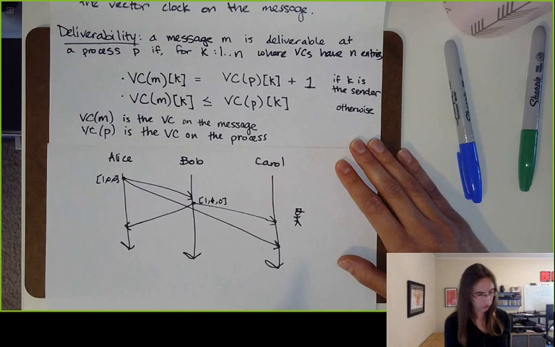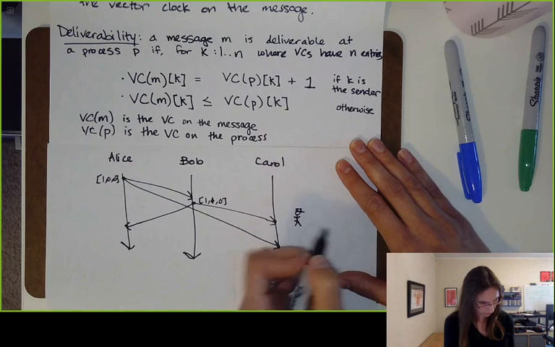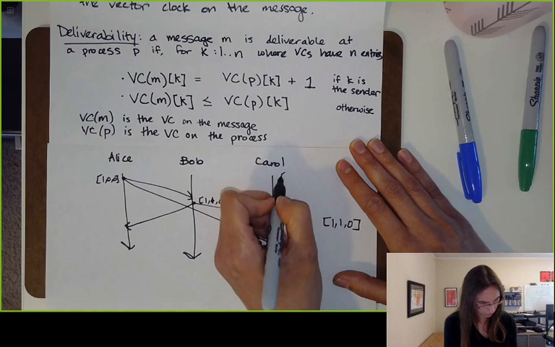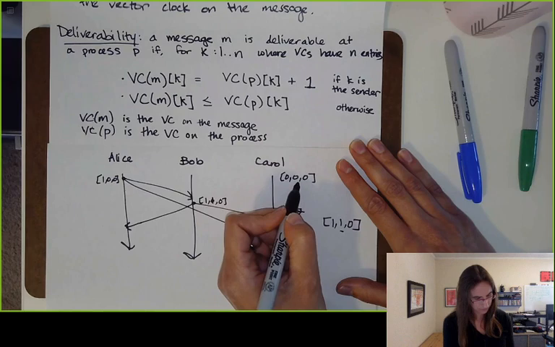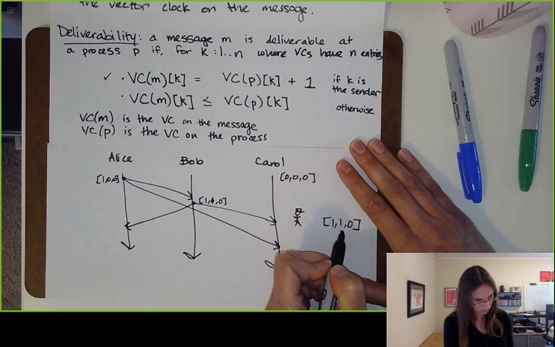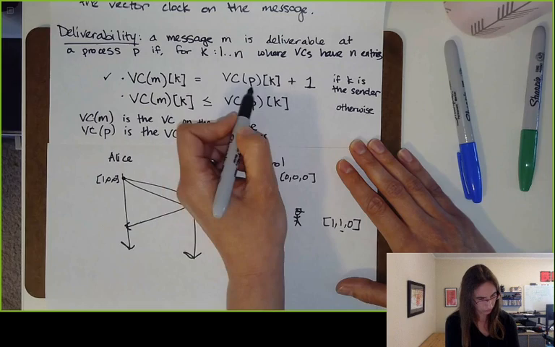So, is the message deliverable? Well, it's got a VC of 110, and Carol's current vector clock is 000. Carol's mail clerk will look at this and say, okay, in the sender's position, which is Bob's position right here, it's one bigger than mine. So that's good, right? Condition one checks out. So in the sender's position, the vector clock on the message is one bigger than whatever my current vector clock is.